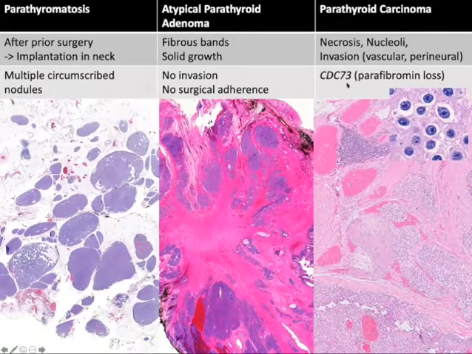Sometimes you may get loss of the CDC73 gene, which manifests as loss of parafibromin on IHC. So CDC73 is the gene, parafibromin is the protein product. But carcinoma can be extremely hard to diagnose. If you're uncertain, atypical adenoma is fine. Treatment is the same. There is absolutely no treatment for either of these except continued local resection.